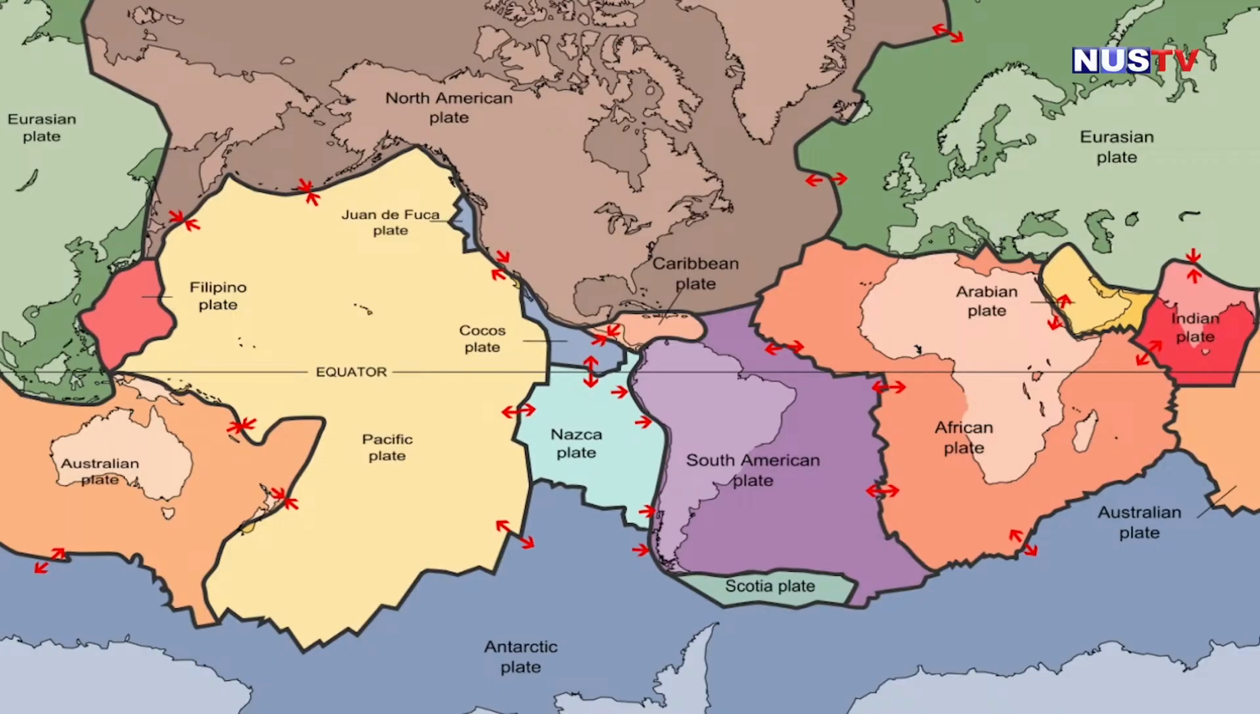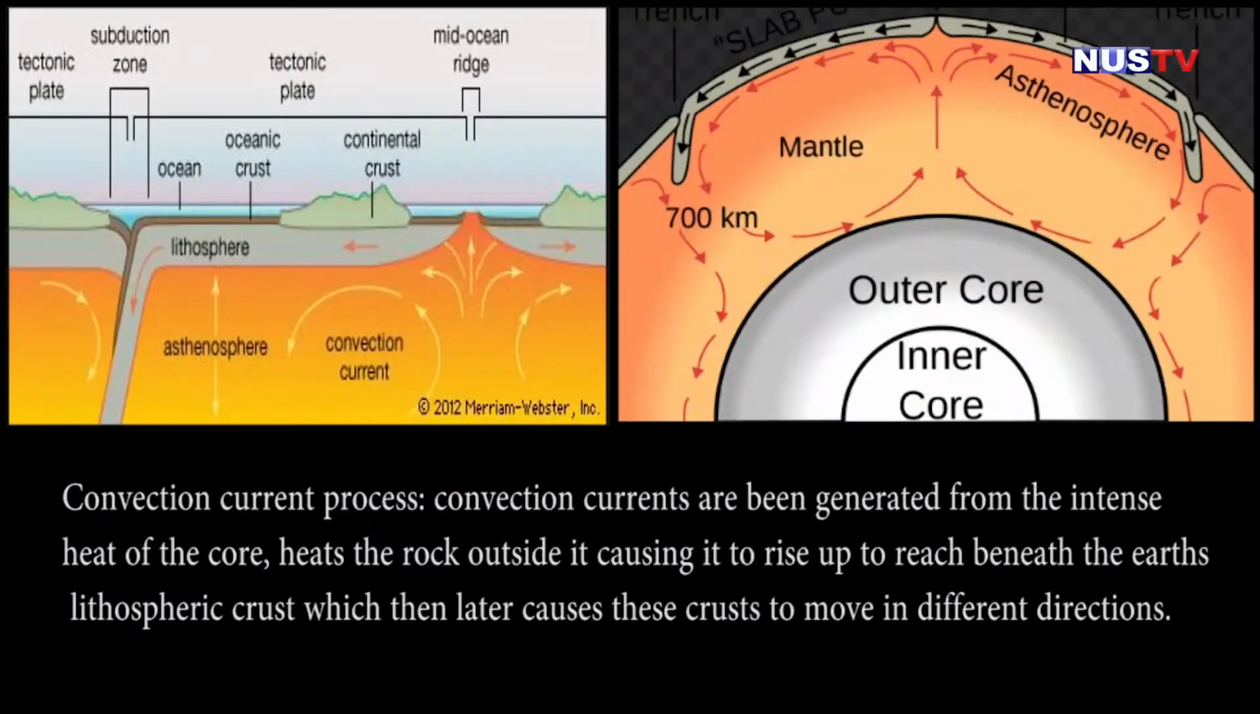Alfred Wegener, tectonic plates will drift apart. Okay, so convection currents are playing their part here.